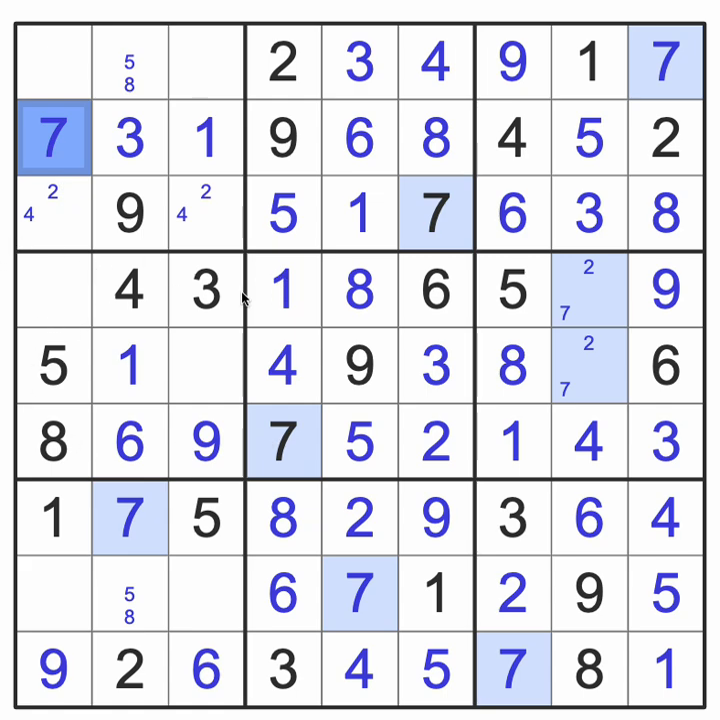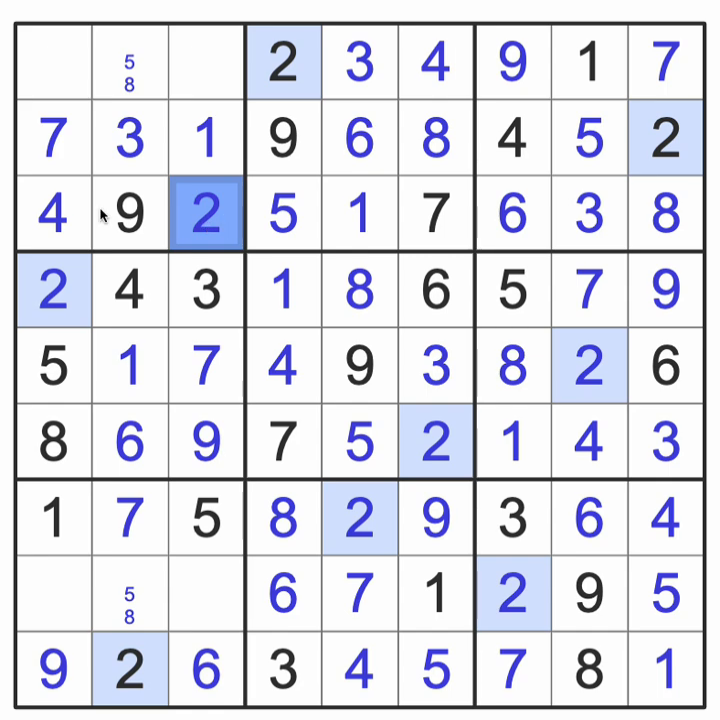This box is missing 2 and 7, so 7 here makes this cell 7, makes this cell 2. And 7 and 2 come here. 2 and 4 are missing from this row. 2 here makes this cell 4, and this is 2. 4 and 4 makes this cell 4, and that makes this cell 8. Gives me 5, 8, 3, and 6.